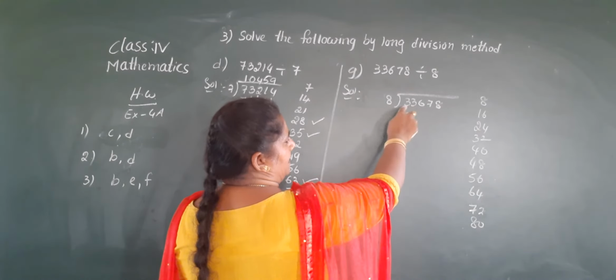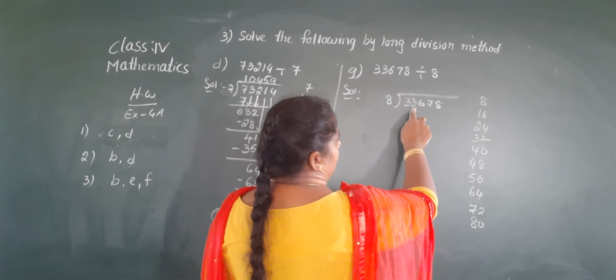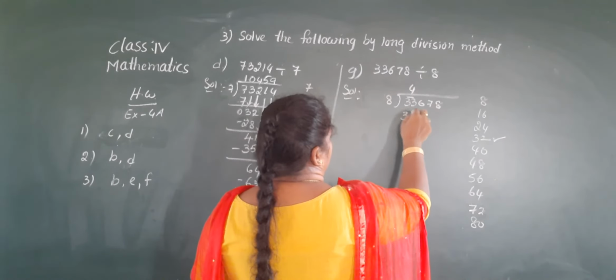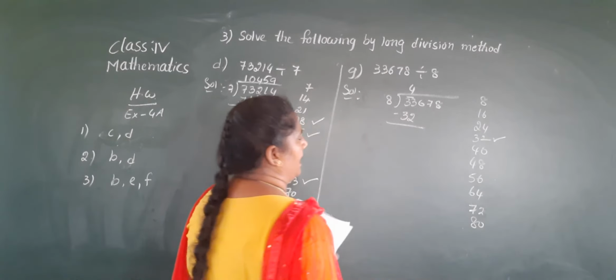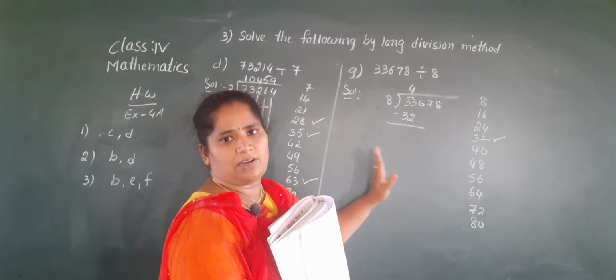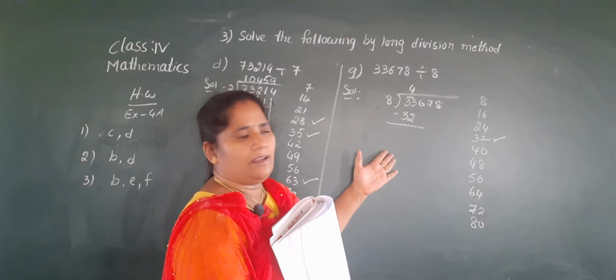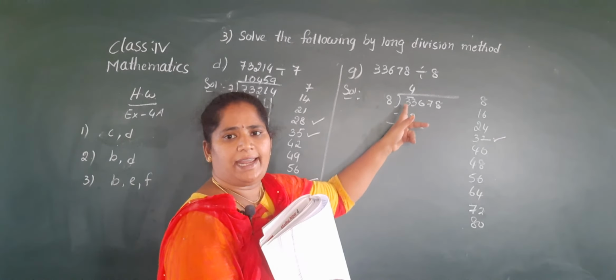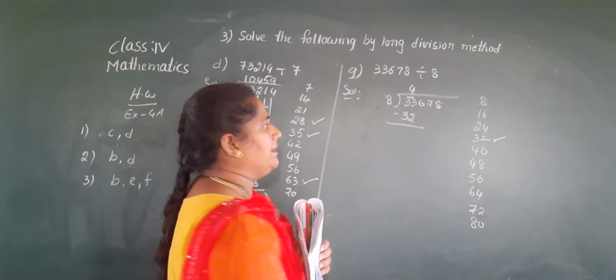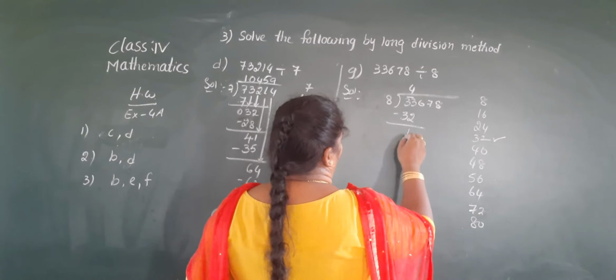In this case you take the next digit, that is 33. 33, the nearest number is 32. 8 fours are 32. Some children write 8 ones are 8 and 3 minus 8 is 5. That is wrong. How is it possible, Nana? 3 is smaller, so you take two numbers, 33. Then take the nearest number, 8 fours are 32. Remainder 1.